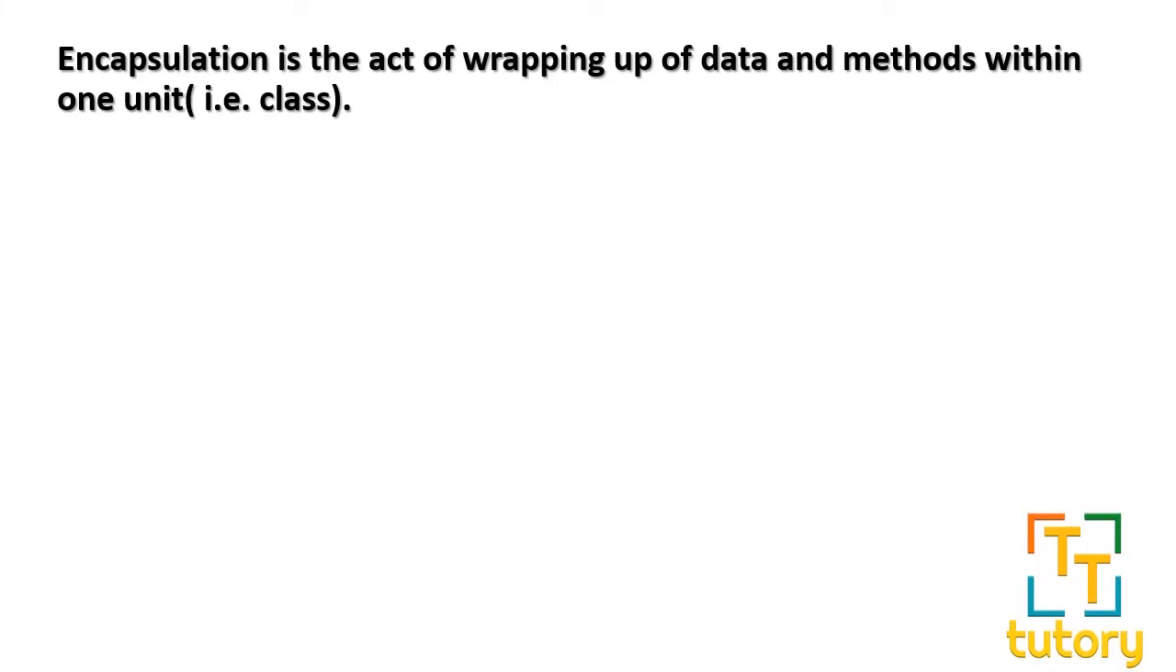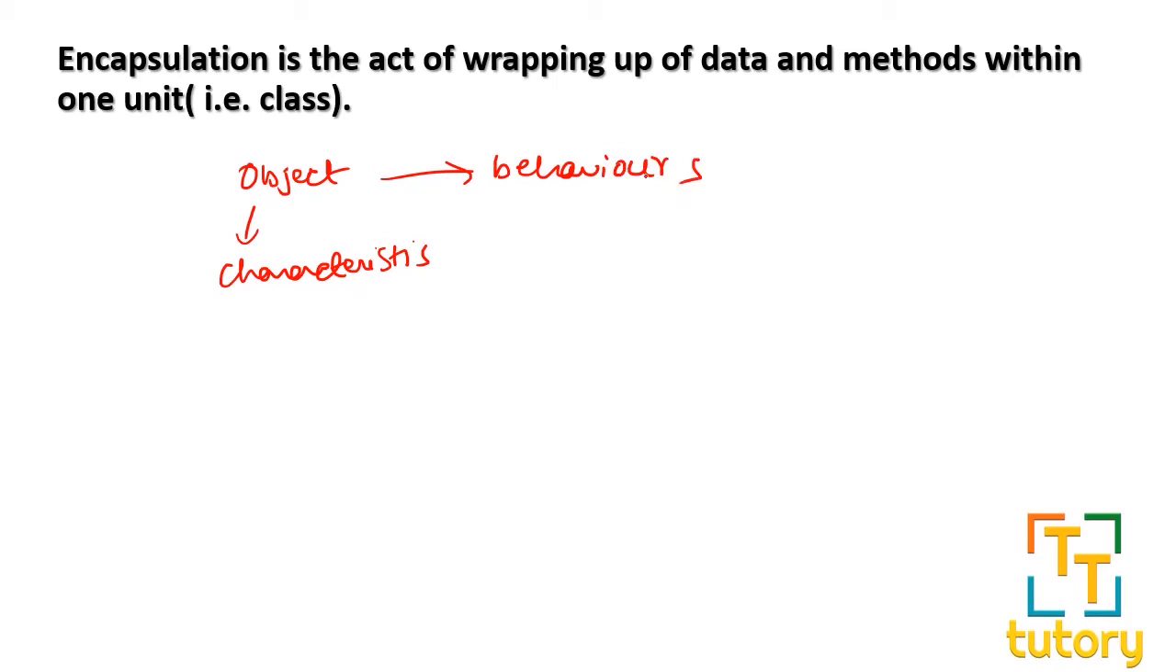So what is encapsulation? Encapsulation is the act of wrapping up of data and method into one unit. As I have already mentioned, an object will have some characteristics and some behavior. As you know, when we are defining an object, we are defining an object for a class. So what the class does is that the class encapsulates this.